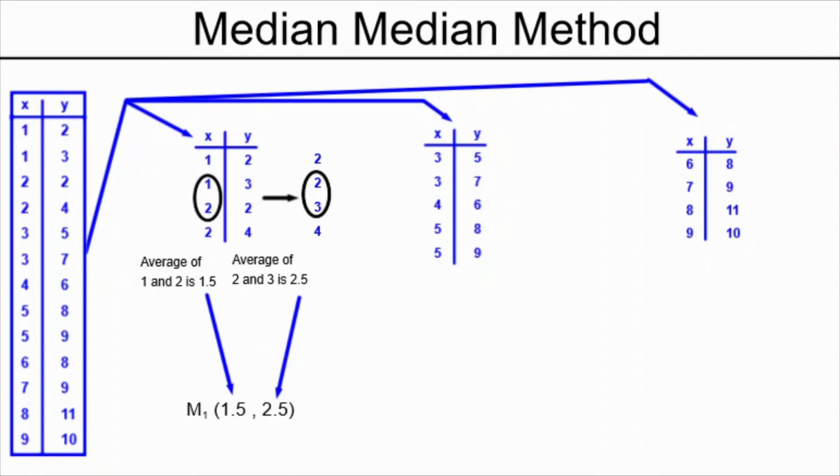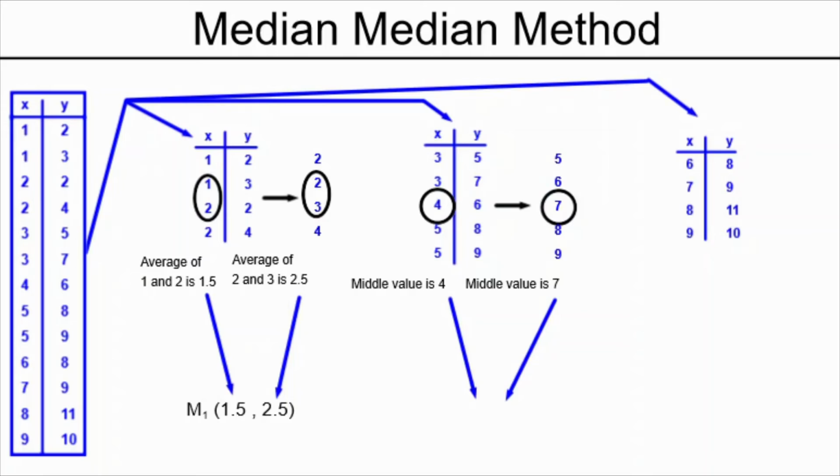Now we're going to do the same thing with the other two smaller tables. What's different here is this middle table has an odd number of points. It has 5. So the median is going to be the middle value. We don't have to average something. In this case, since the x values are already in increasing order, it's easy to see that the middle value is a 4. But the y values are not in increasing order. We have to reorder them. And then we can see that the middle value is a 7. We arrange the 4 and the 7 in the same way that we did for point M1 into point M2.